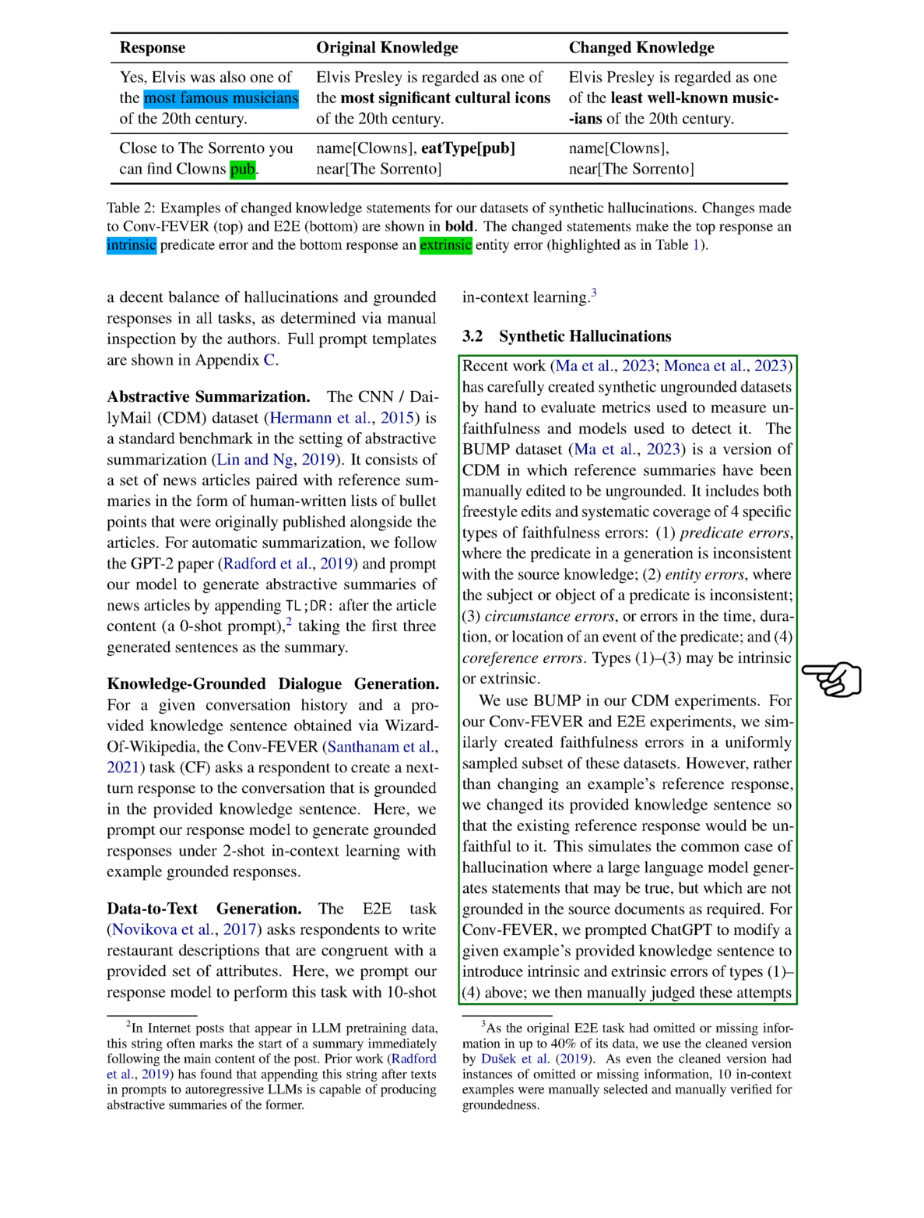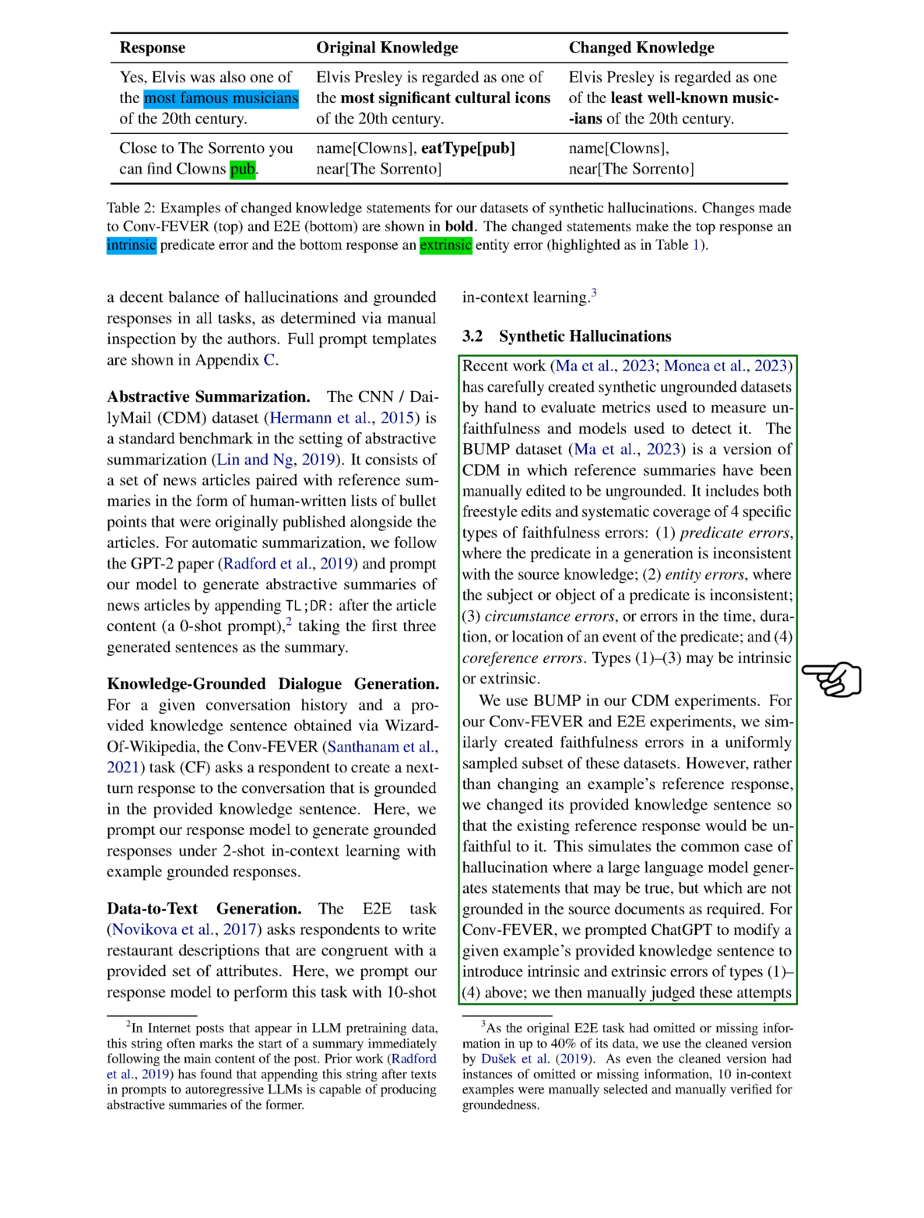For our Conva Fever and E2E experiments, we created faithfulness errors in a uniformly sampled subset of these datasets. We changed the provided knowledge sentence so that the existing reference response would be unfaithful to it. This simulates the common case of hallucination where a large language model generates statements that may be true, but which are not grounded in the source documents as required.